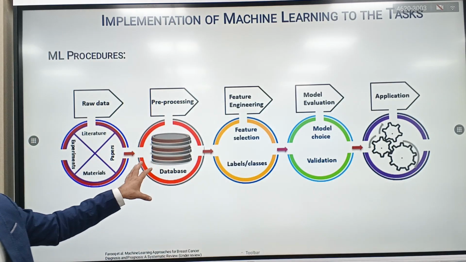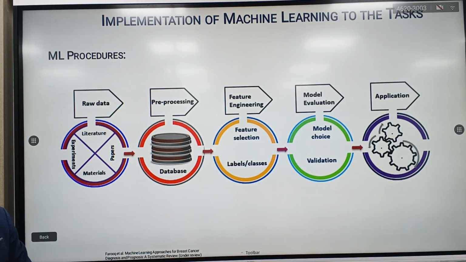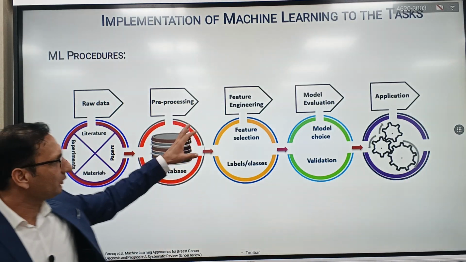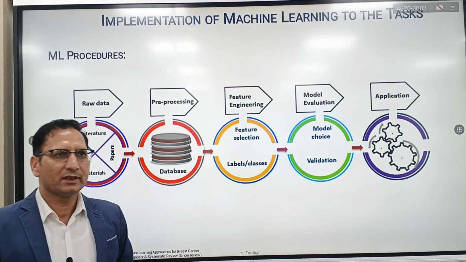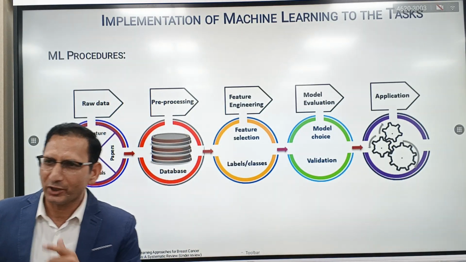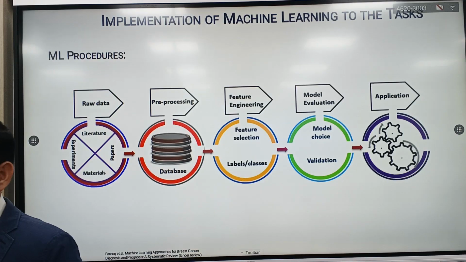Because if you have an imputation problem, data cannot work. Machine learning will not work. Then you have to define features and labels. And this is the most difficult task, because hospital data is blind data most of the time.